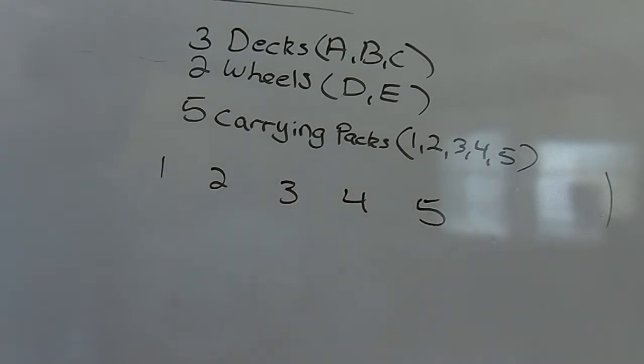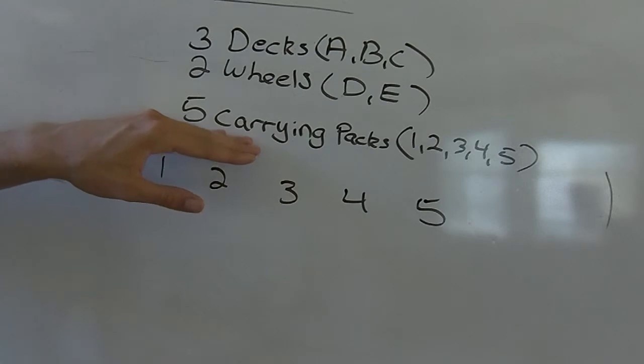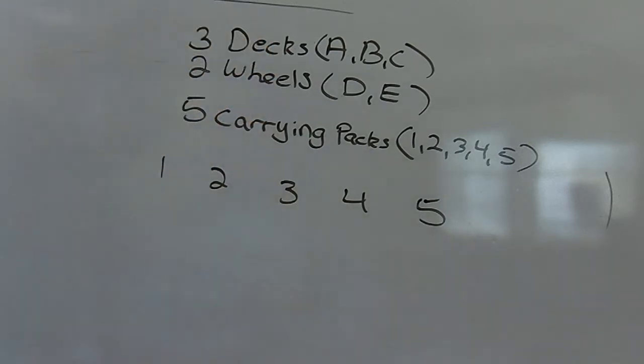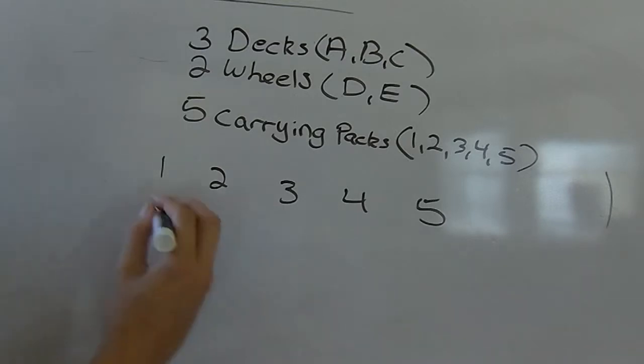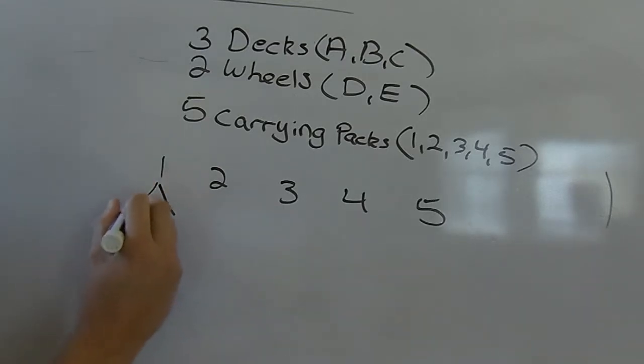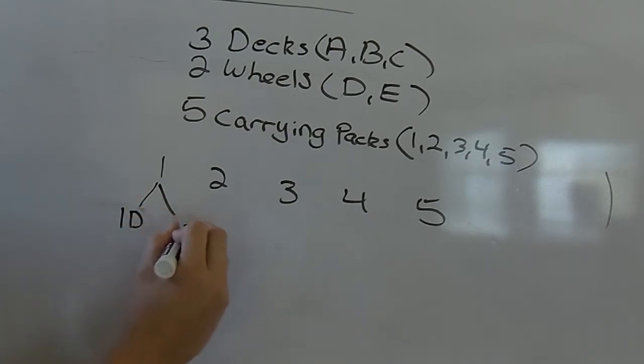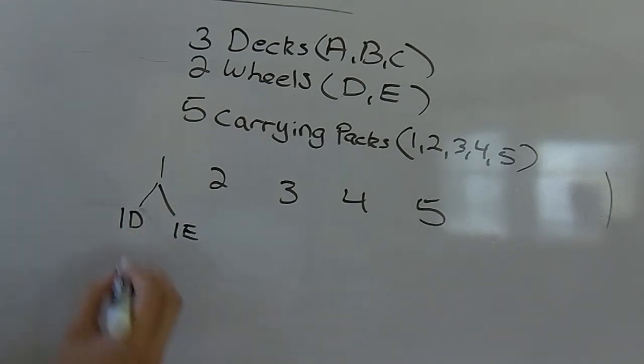Okay? Now remember, each carrying pack can be matched up with either wheel and any of the decks. So each carrying pack is going to have the same number of outcomes, right? So carrying pack 1 has the same number of outcomes as 2, 3, 4, and 5. So if I just figure out carrying pack 1, then multiply it by 5, I'll have all the total outcomes. So carrying pack 1 can be matched up with wheel D. So we have 1D or 1E. So wheel D or wheel E. Carrying pack 1 with D, carrying pack 1 with E.